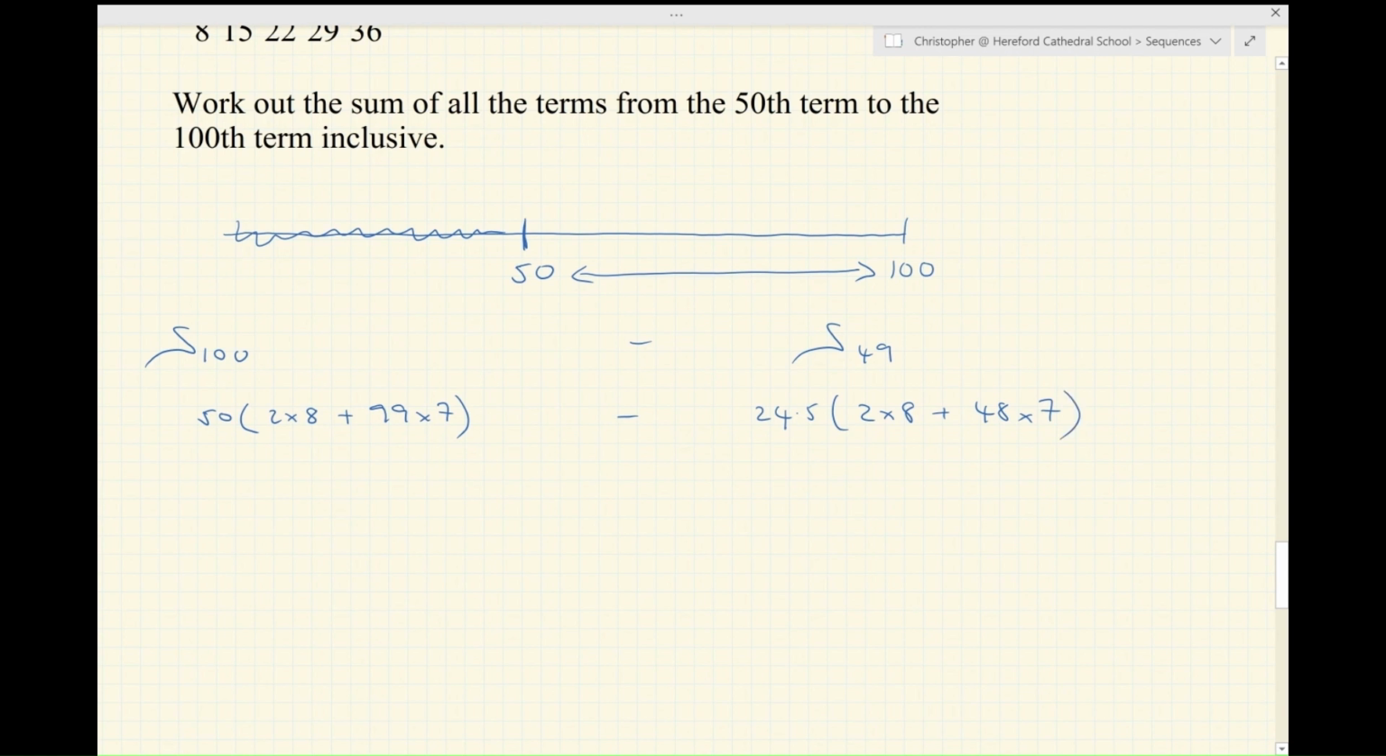So if I work that through on my calculator, then this first expression comes to 35,450. That's the sum of the first 100 terms. And the first 49 terms, they total to 8,624. So the sum of all the terms from the 50th to the 100th term inclusive is 26,826.